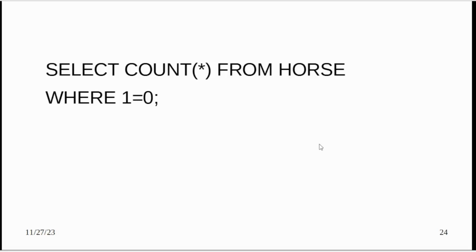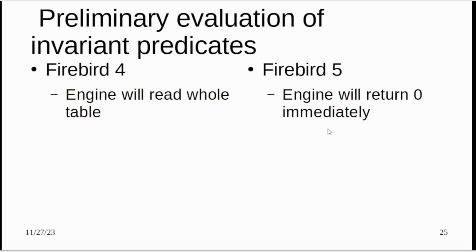How will Firebird 4 and Firebird 5 execute this query? In Firebird 4, the engine will read the whole table, because in Firebird 4, the optimizer is not smart enough to understand that this predicate actually prohibits reading of all records, and it should return 0. Firebird will read all records from the query, apply the condition, and of course it will end with 0 records as a result, but it will be slow.